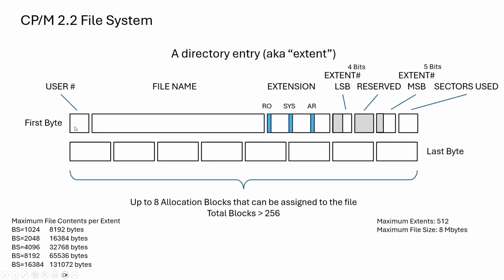So just keep in mind, first byte is user number. After that is 8 bytes for file name, 3 bytes for extension, and then there's extents. So this is the directory entry for a file that has 8 allocation blocks in it. If you need more allocation blocks, then you create another entry. We create another extent and start counting out from there. Let's see what it really looks like in a real file system.